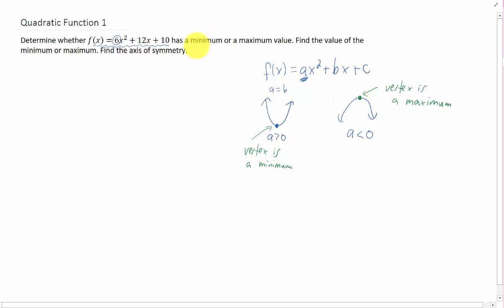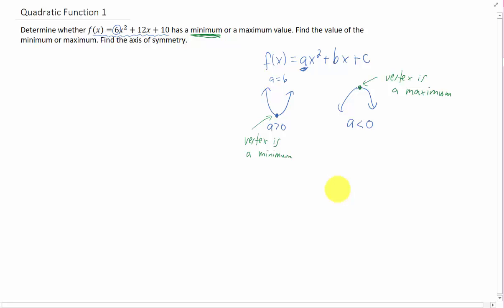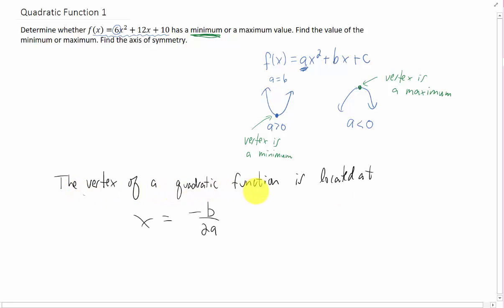Okay, so we determined that this graph has a minimum. Let's find the value of that minimum. Now, there's more than one way to do this, but I think most students like to use a little shortcut formula that the vertex of a quadratic function or a parabola is located at the x value negative b over 2a. Now, what does that mean for our function?